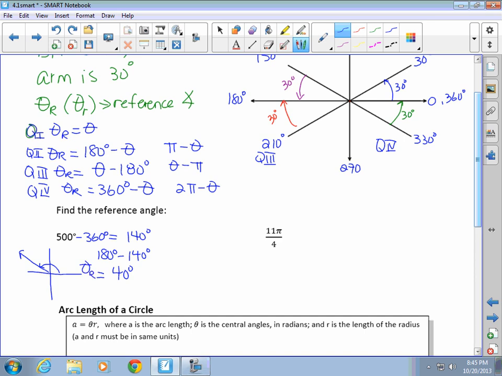So that's why I needed to know my principal angles. Principal angles just tell you the measurement from the x-axis, but reference angles tell you the measurement from the terminal arm to the x-axis. So 11 pi over 4.